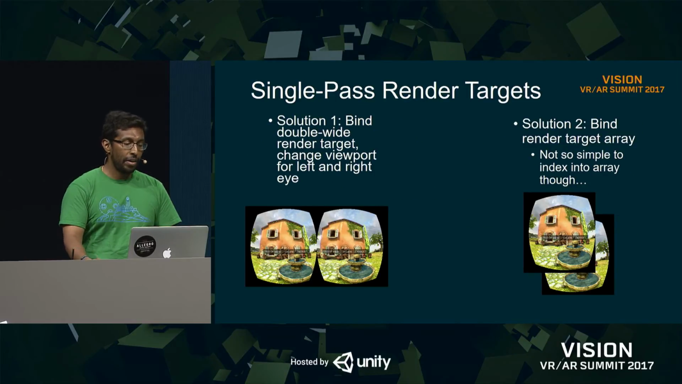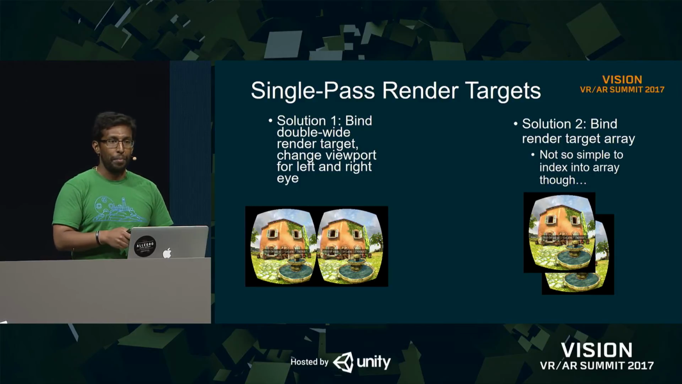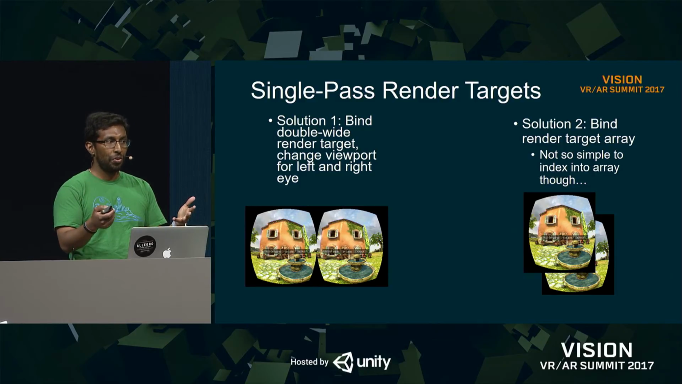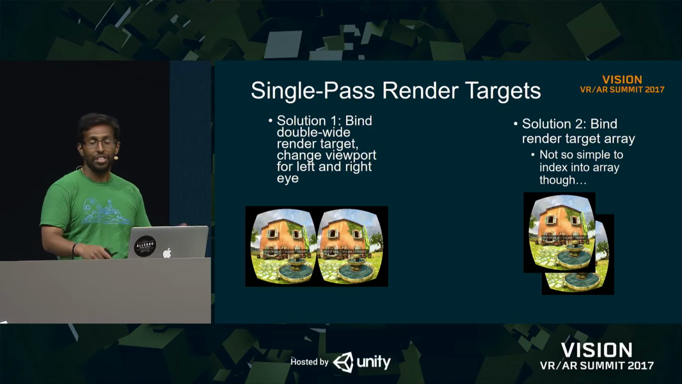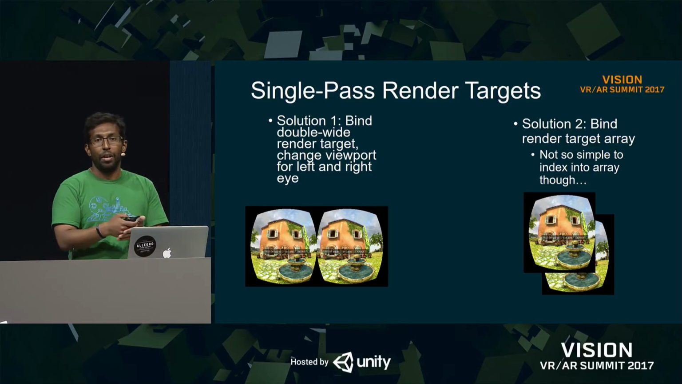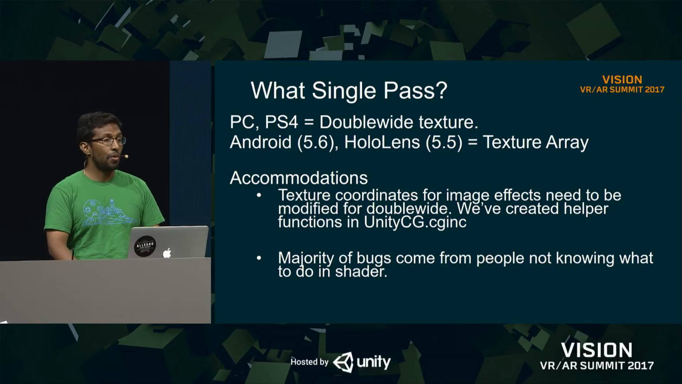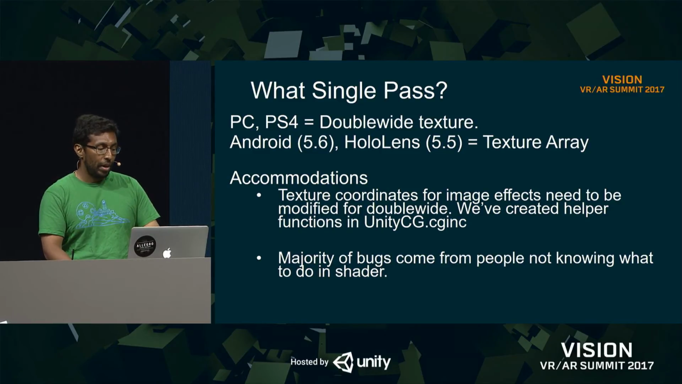We can either bind a double-wide render target and then change the viewport between the left and right eyes, or we could bind a render target array. The render target array is the more natural and preferred solution, but it's not so simple to index into the render target array on all platforms. So the base case is we try to support double-wide, and if the platform allows for render target array indexing, then we'll use that. On PC and PS4 currently, it's a double-wide texture. And then Android and HoloLens, Android Daydream and Gear VR use a texture array.